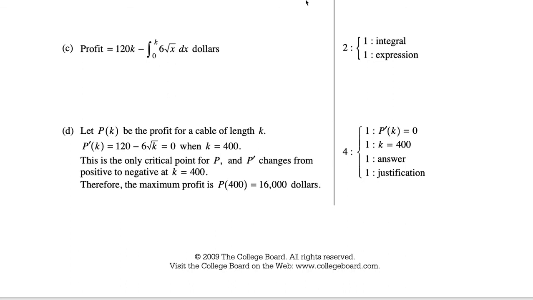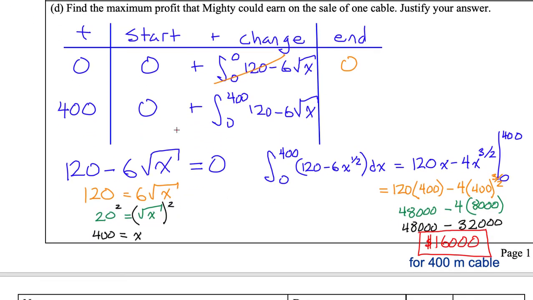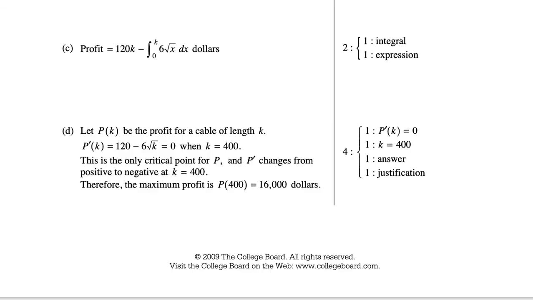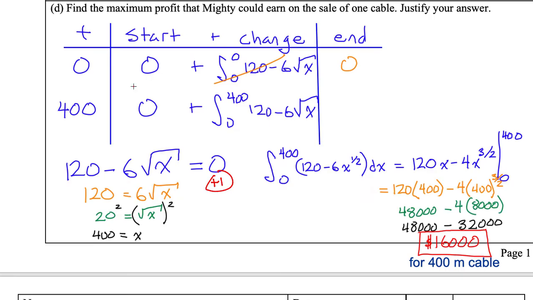As long as you tried setting the derivative equal to 0, then you get a point. So back over here, we set this equal to 0. Just this line right here gives you 1 point. Finding that k is equal to 400, so plugging this value into your table, will give you 1 point.